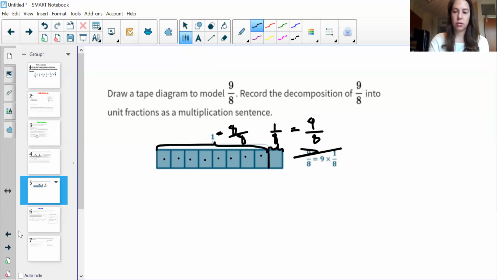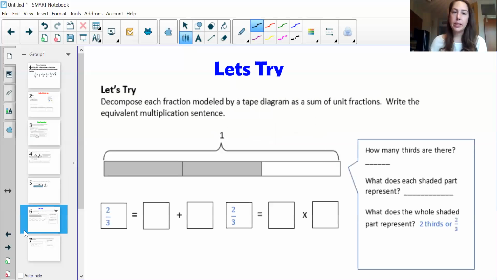Get rid of that page. Okay, decompose each fraction modeled by a tape diagram as a sum of unit fractions. Write the equivalent multiplication sentence. So all it's saying is the first thing we need to do is write it as the sum of unit fractions. Sum is an addition sentence, and then write the multiplication sentence.